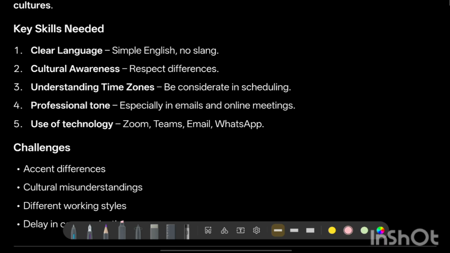तो देखो, आपके लिए क्लियर लैंग्वेज होना चाहिए, आपको सिंपल इंग्लिश आनी चाहिए, स्लैंग नहीं होना चाहिए। स्लैंग मीन्स गाली देना, ठीक है। And culture awareness means you need to respect difference, because difference respect नहीं करते ना, इसी वजह से conflict create होती है. If someone has different cultures, different opinions, different customs, that doesn't mean that they are wrong and you are right.